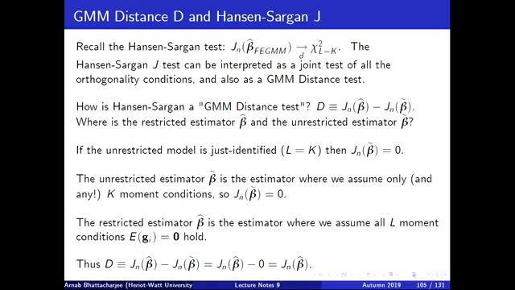So what is my distance test? The distance test statistic is Jn(beta hat) minus Jn(beta tilde), where this beta tilde is under a restricted set of moment conditions, A only. What is my Hansen-Sargan J test? That is this guy. Where is this computed? This is computed under A and B.